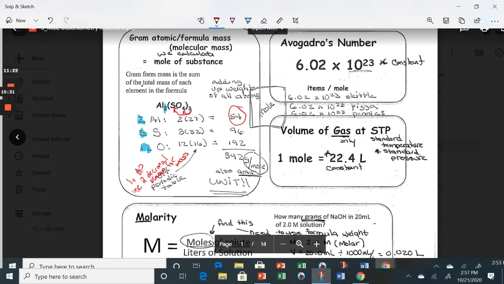So I find the masses of each of those, and then I add them up, and I get a total, and the unit I'll put is grams per mole. You could also call that atomic mass units, but we usually make sure that we label it. There are so many grams per 1 mole of that material. This now becomes a conversion factor.